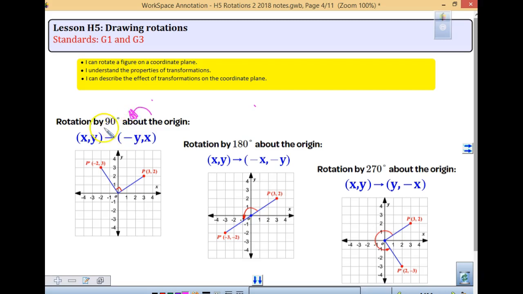So anytime we are going 90, 90 is trying to tell us counterclockwise. Going from P to P prime, that is a 90-degree angle. 180 is nice because they both become the opposite. And if we are doing 270, 270 is the same as a negative 90, which please put, if you are looking at this one, put the arrow going from the y to the negative x.